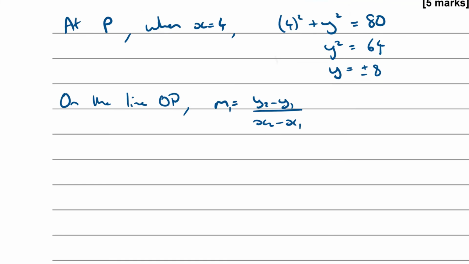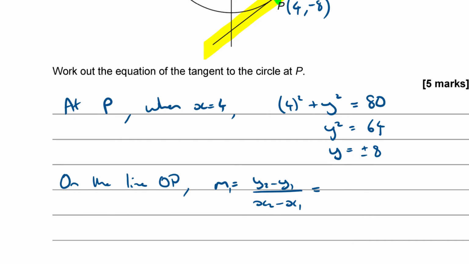Okay, so subbing that in carefully, I'm going to get y2, which is minus 8, subtract 0, divided by x2, which is 4, subtract 0, is what then? So negative 8 divided by 4, which gives me a gradient of negative 2. So my line OP, my radius, has a gradient of negative 2.